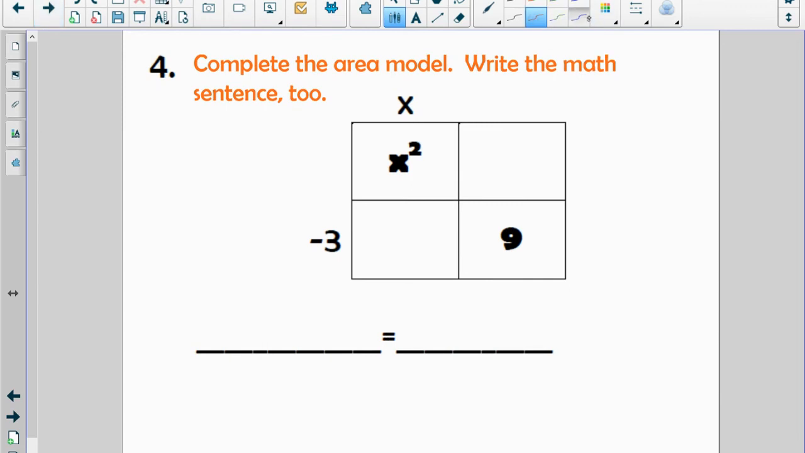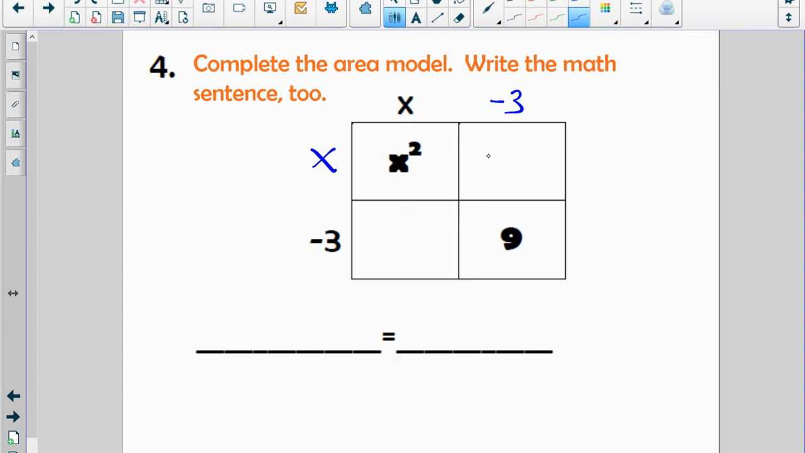All right, in this one, we have, again, part of it filled out, and quite a bit missing. Starting in the upper left-hand corner, I have x squared, so that has to be my x times x. In the lower right-hand corner, I got a 9, and it looks like I have a negative 3 on one side, so up here it's got to be another negative 3. A negative times a negative is how I get a positive 9 in that last box.